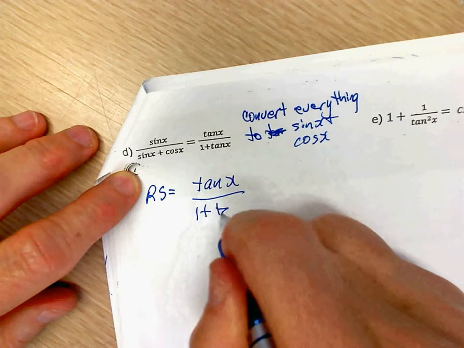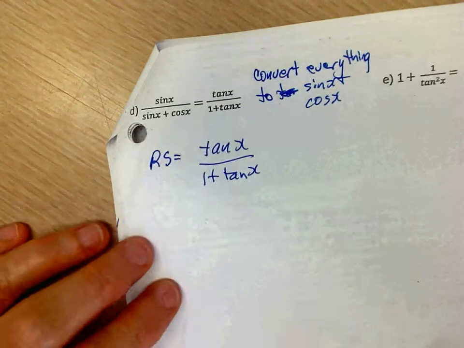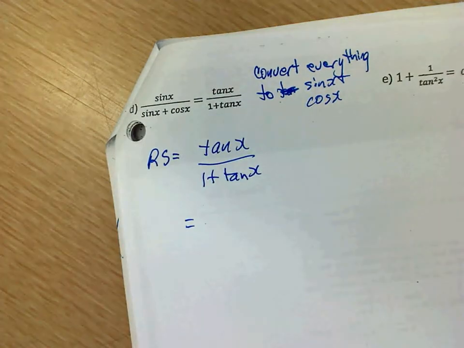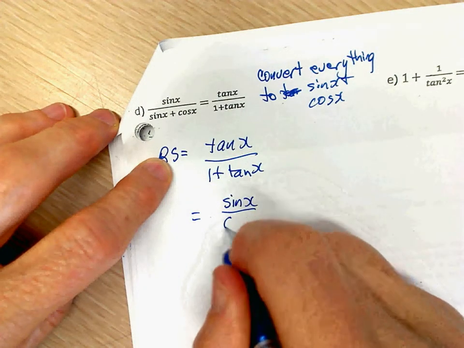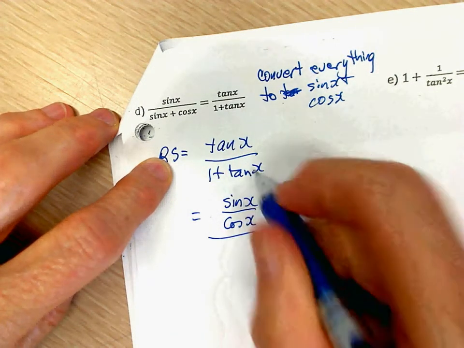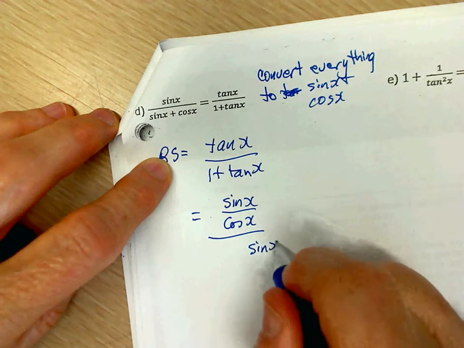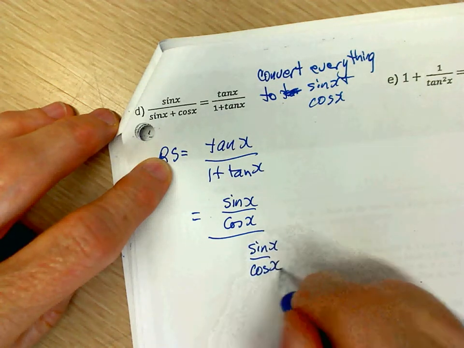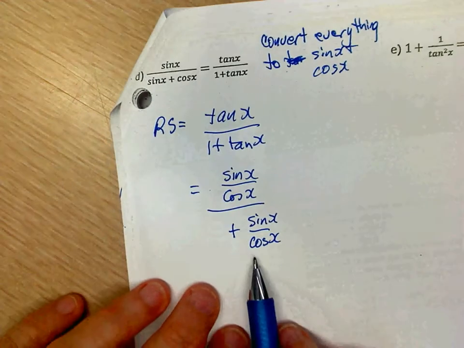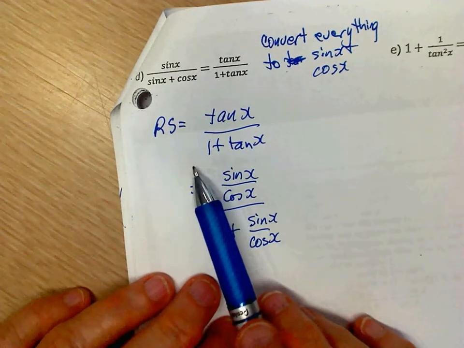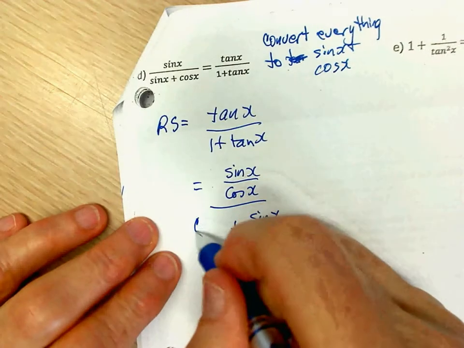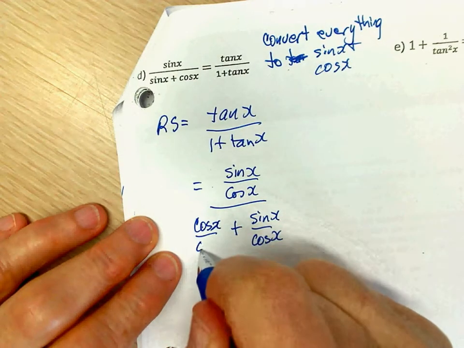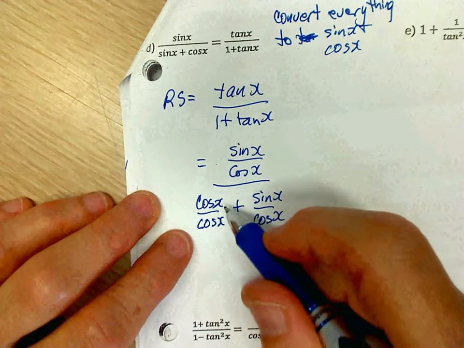So tan x is equal to sine x over cos x. I'm going to change that tan x to sine x over cos x. Now, if I want a common denominator so I can add them, what should I change 1 to? Cos x over cos x, because anything divided by itself equals 1, right? So we have an equivalent expression here.